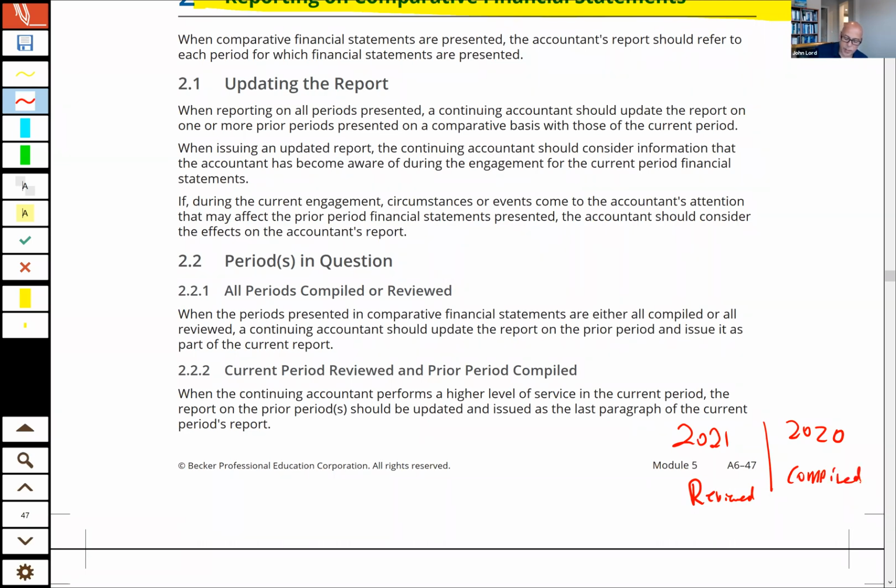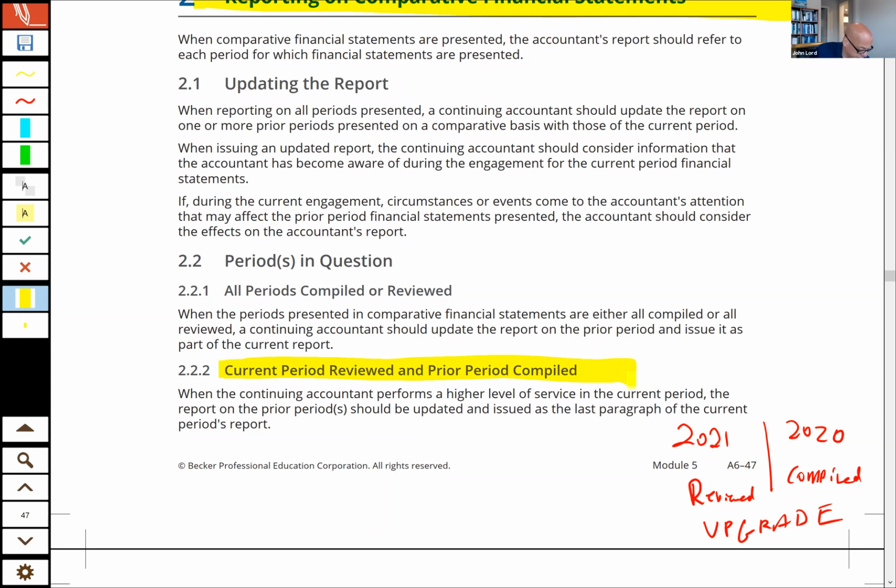So did we have an upgrade in service or a downgrade in service, would you say? Upgrade. That's an upgrade, right? They went from a compilation, where there is no assurance at all, to a review, which is not as good as an audit, but it is a negative assurance now.